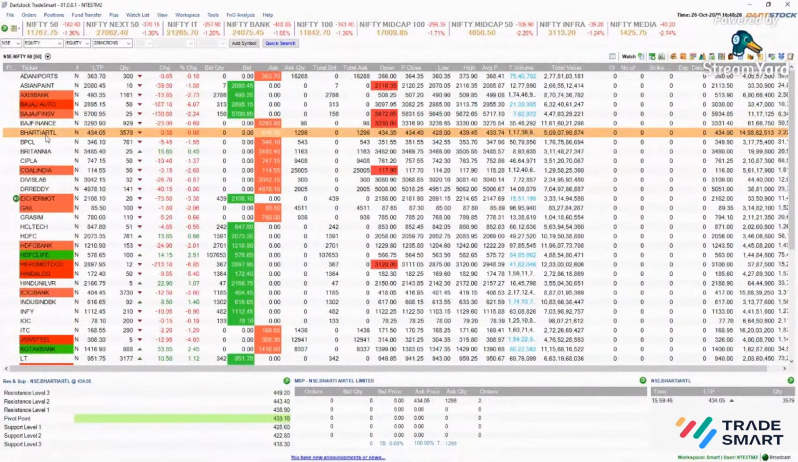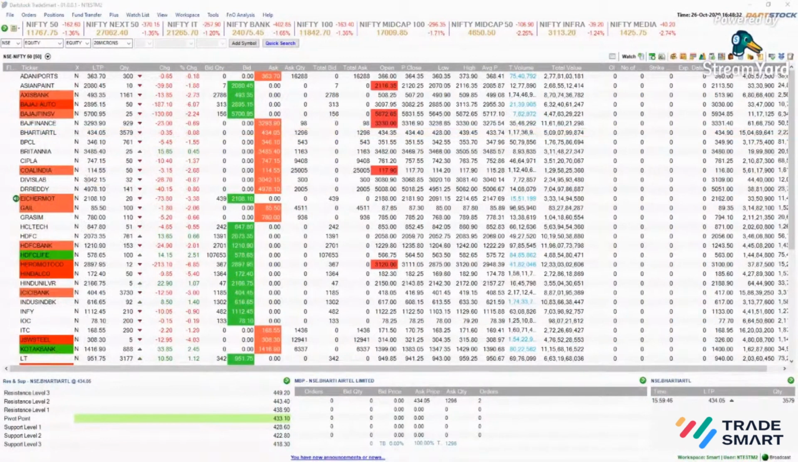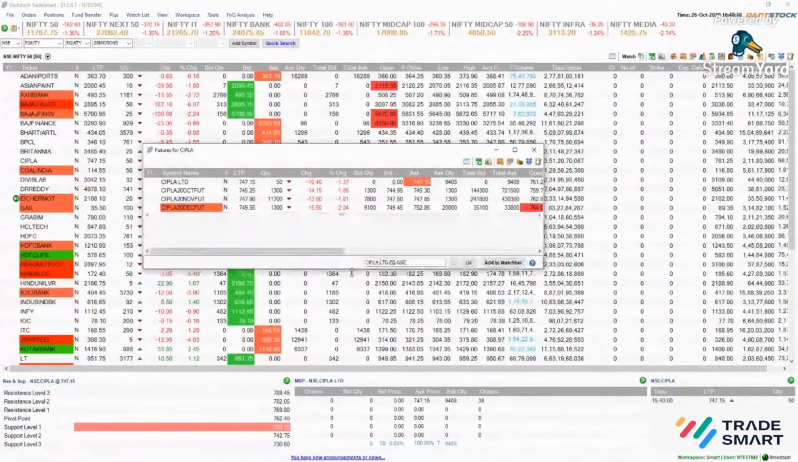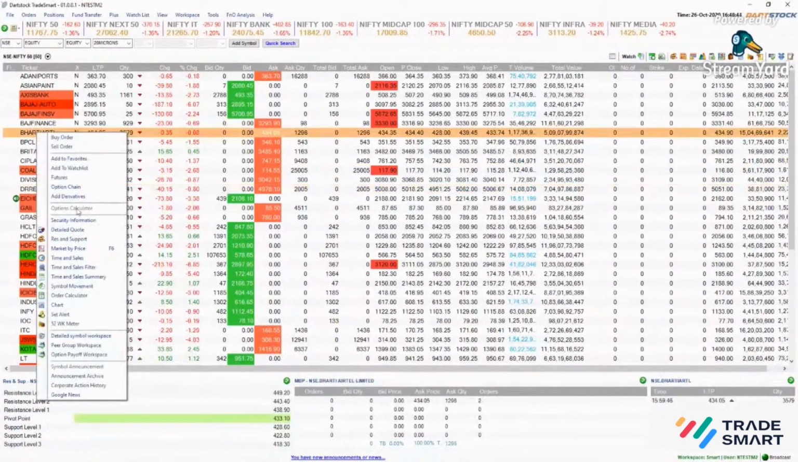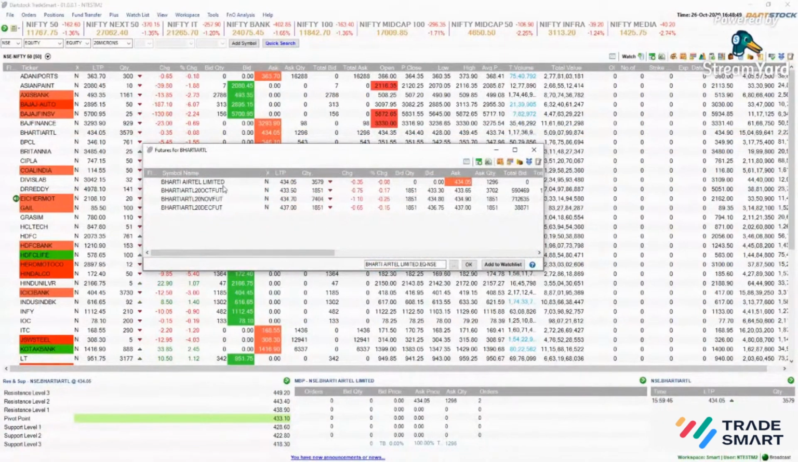Look at this. I told you about convenience, right? On the right click, you have something called futures. In one click, I have a multi-screen, so it gets loaded in the other screen. The moment I click on futures for any company, let's say Bharti Airtel, it straight away loads all the future contracts.